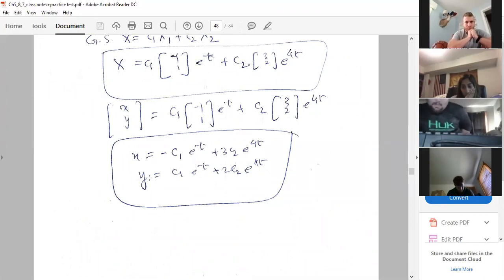Same here. My second condition is y at 0 equal to, suppose, 2. E to the power 0 is 1. So c1 plus 2c2 equal to 2. You have negative c1 plus 3c2 equal to 1, and c1 plus 2c2 equal to 2 over here. So use these two equations to get your c1 and c2. That's it. So initial conditions for the system of linear equations are very, very simple.